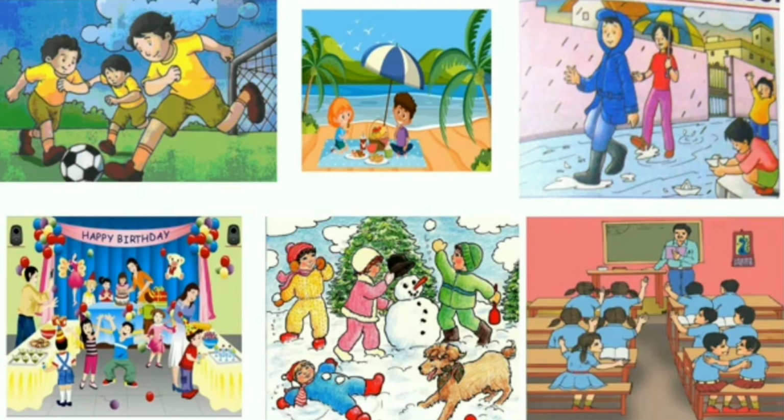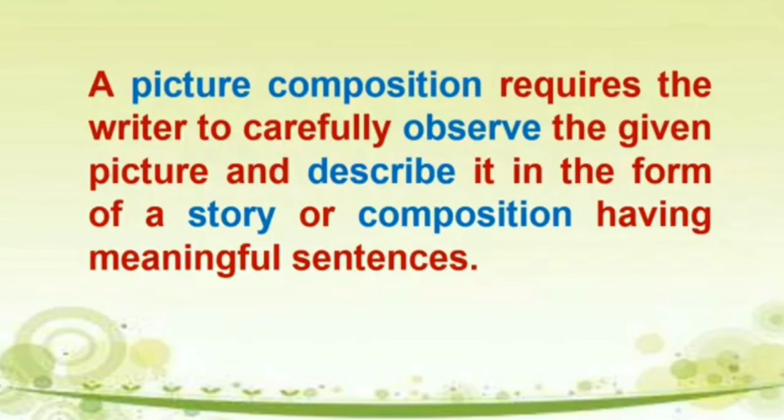But before we move ahead, let us first know what a picture composition is. A picture composition requires the writer to carefully observe the given picture and describe it in the form of a story or composition having meaningful sentences. It means that you have to describe what you see in the picture given to you in your own words in the form of a composition. Children, you can either write a story or a description based on the picture.